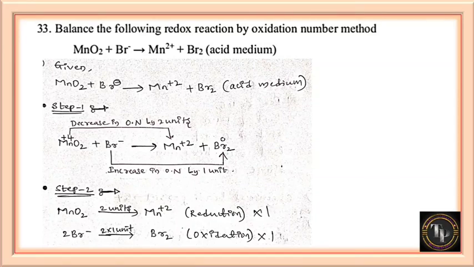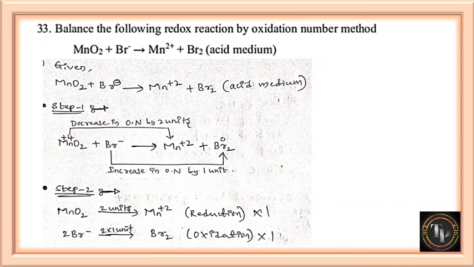See the oxidation state of Mn in MnO2. Oxygen is -2, so 2 oxygens means -4. With oxygen -4, Mn should be +4. So in the reactant, Mn is in +4 oxidation state. In the product, Mn is in +2 oxidation state. So there is a decrease in oxidation number by 2 units. It is called reduction. And Br minus to Br0: -1 to 0, an increase in oxidation state by 1 unit. So it is oxidation. That is, Mn is going to reduce, Br is going to oxidize.